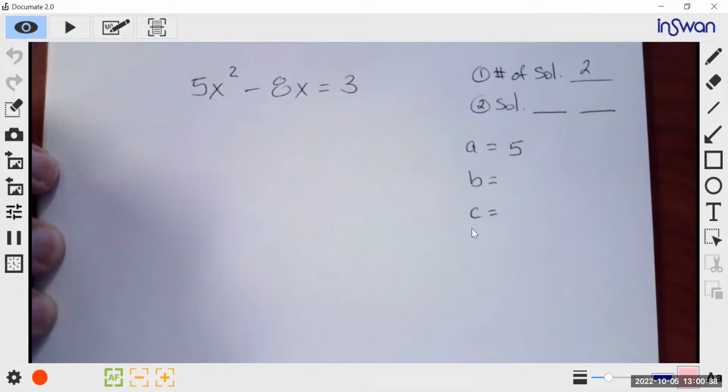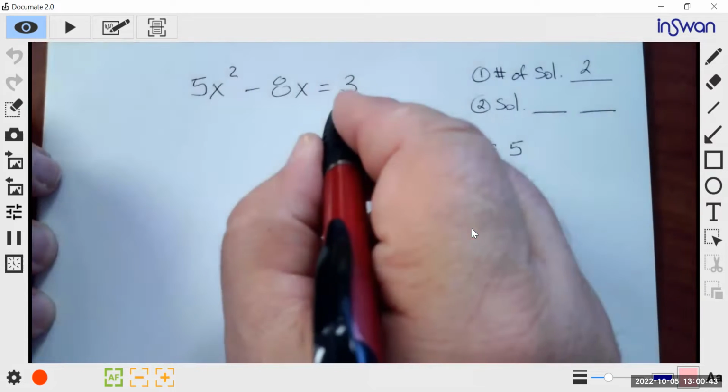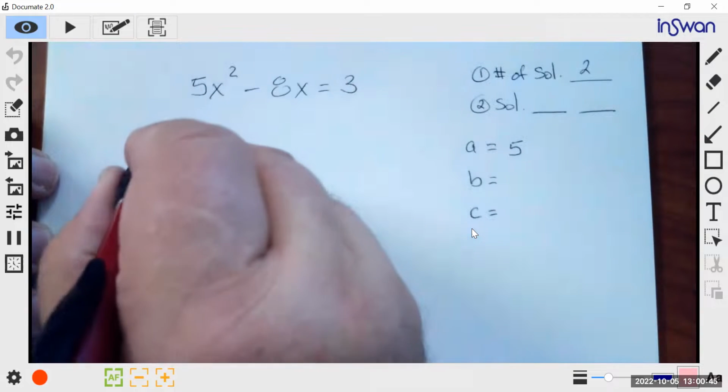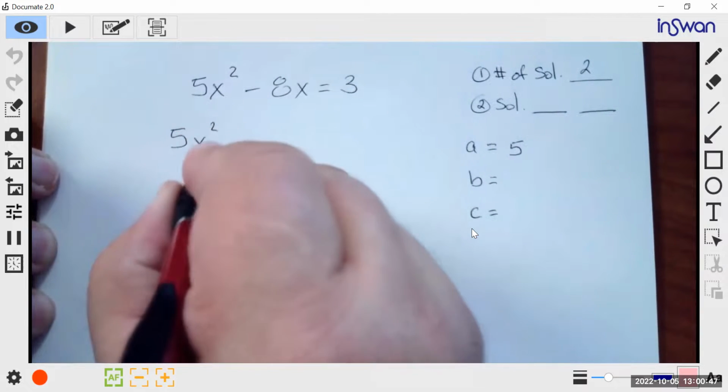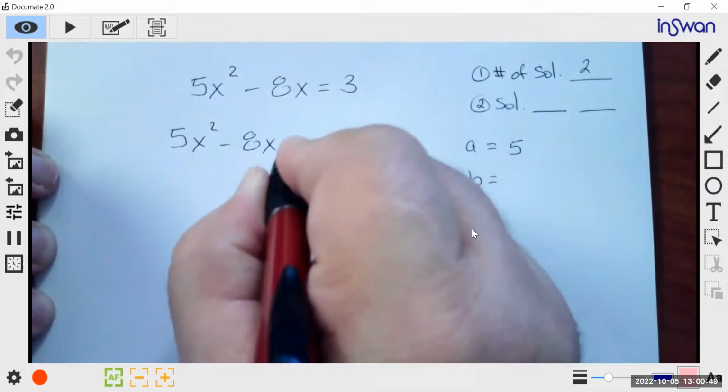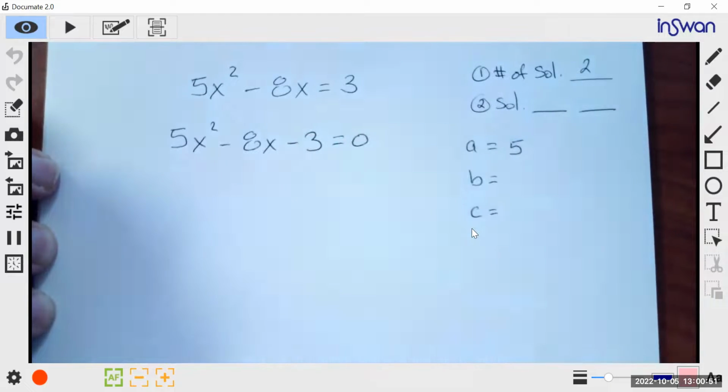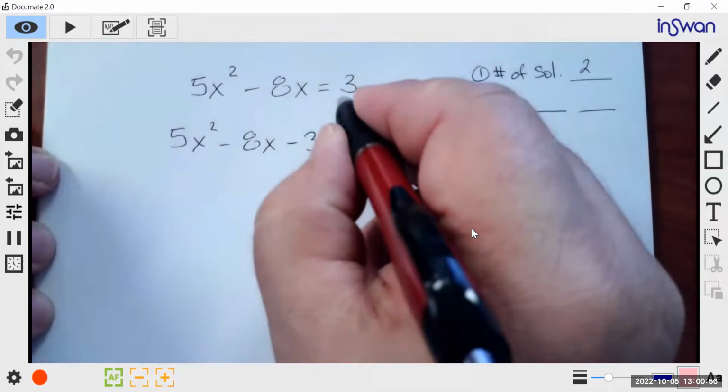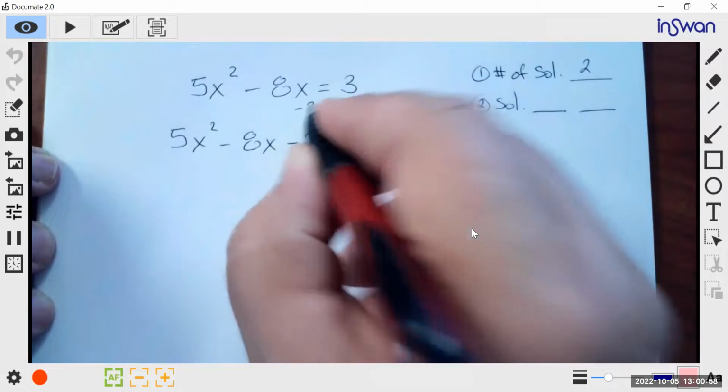Before we start doing anything, what do we have to do first? We got to move the 3 over. Has to be equal to 0. So we subtract 3 from both sides. Has to be equal to 0. Then we can fill out the ABC. So we have to subtract 3 from both sides.